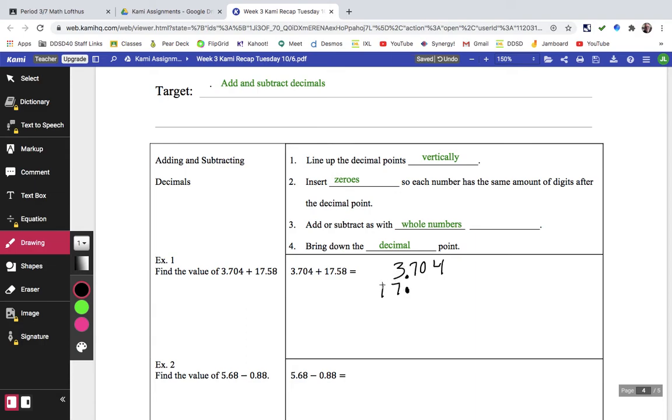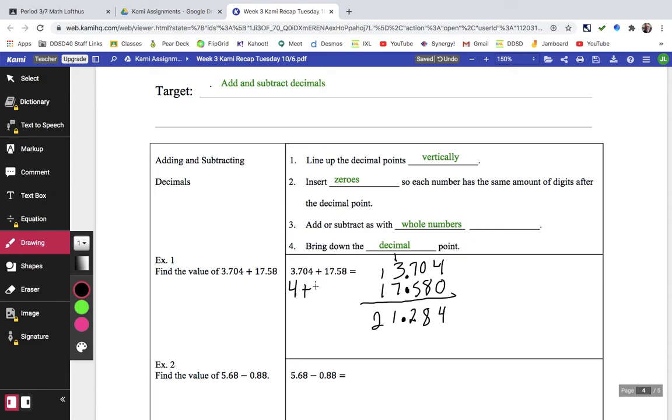This 1 right here is in the tens. This 5 is in the tenths. The 8 is in the hundredths, and there is no thousandths, so I'll just put in a 0. So I'm adding these together. 8 plus 0 is 8. 7 and 5 is 12. I put the decimal point right there, and that's 11, so 21.284.